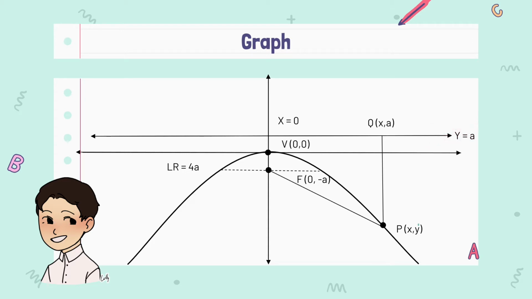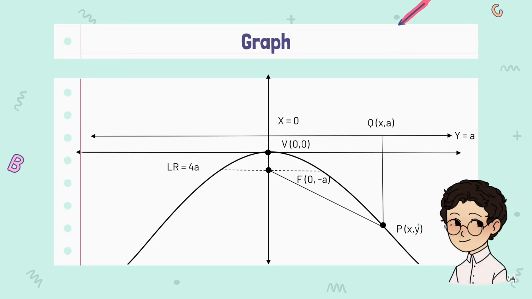Recalling, the definition of a parabola is a set of all points in the plane equidistant from a fixed point, which is the focus, and a fixed line, which is the directrix. Suppose we have P as another point on the parabola with coordinates (x, y) aside from the vertex. Let us draw a perpendicular line from point P to the directrix at point Q. So, the coordinates of point Q will be at (x, a).